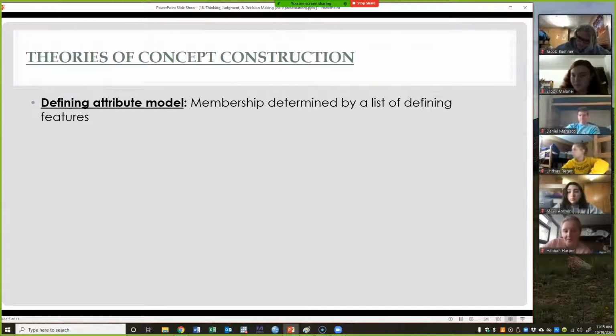If something has these characteristics, then it's a member of this concept. If it doesn't have these things, then it's not. Easy peasy, right? It seems like a pretty straightforward explanation. I know what things are, as long as these things have these features, then they're a part of that group, right?